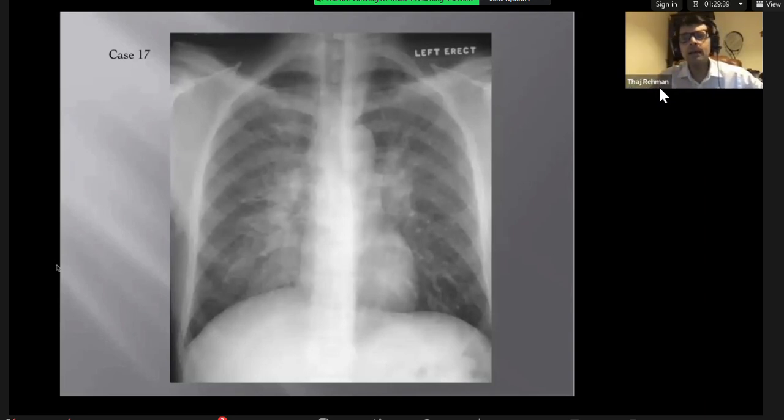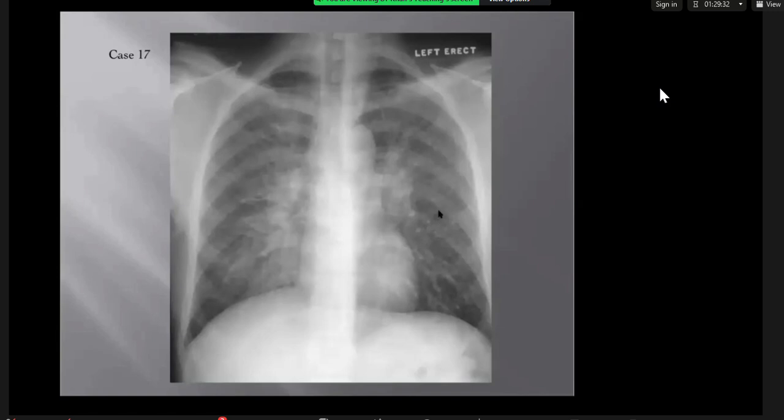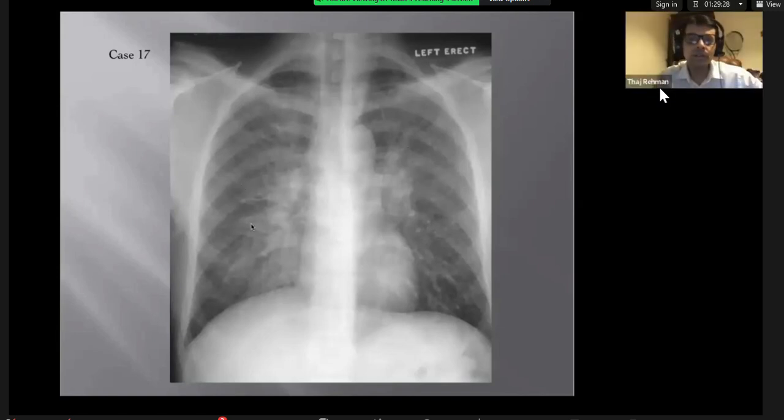Where here, what's happening is, if you look carefully, it's more reticulations. Can you see that? Crisscrossing lines. Not many nodules, crisscrossing lines. There are some centrilobular nodules, but they are small. It's more crisscrossing lines.